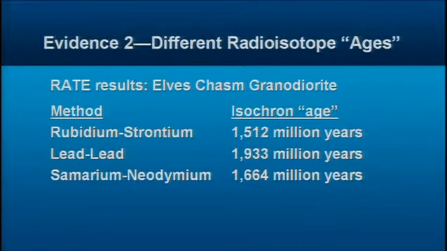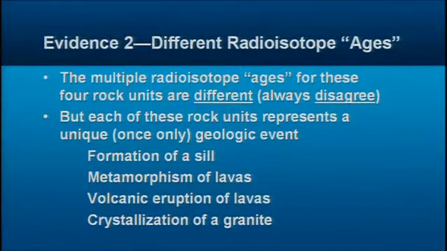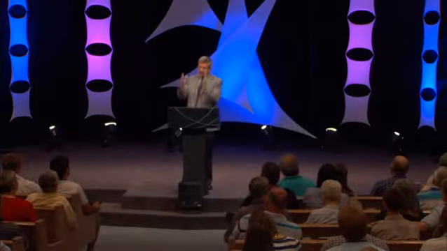Now, there were some interesting patterns. We need to understand that these multiple radioisotopes from these 4 rock units always disagreed, always. And yet each of these rock units represent a single unique geologic event, the formation of this sill, or the metamorphosis of those lavas, the eruption of volcanic lavas, or the crystallisation of a granite. A unique one-time geologic event. So it should have had the same age with these clocks, but they weren't the same.